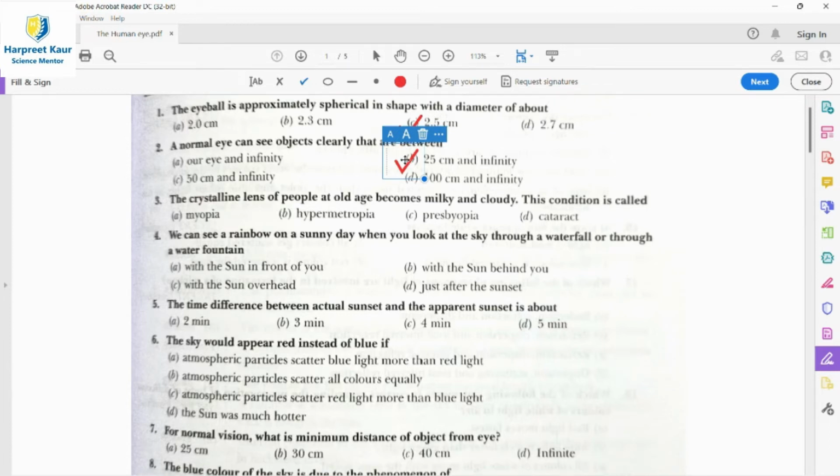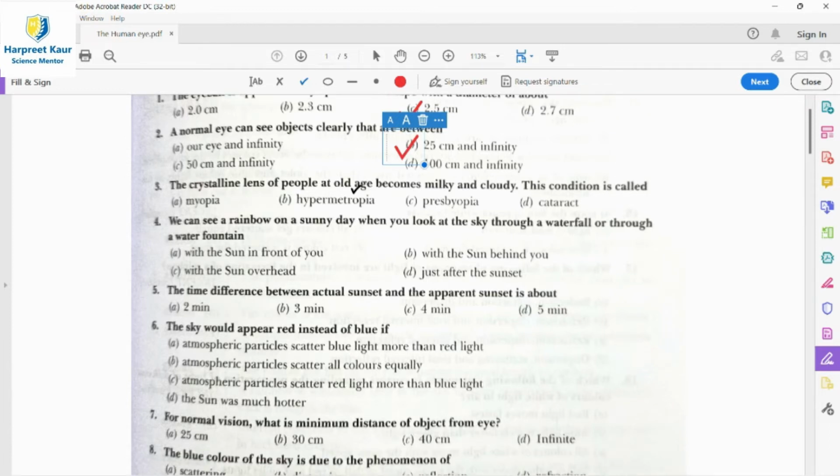Then third question, the crystalline lens of people at old age becomes milky and cloudy, and this condition in which the lens becomes milky and cloudy is called cataract. D is the right answer. So cataract develops in aged people when there is aging or sometimes when there is injury. What happens is that it changes the tissue that makes up the eye lens, that is, proteins and fibers in the lens begin to break down.